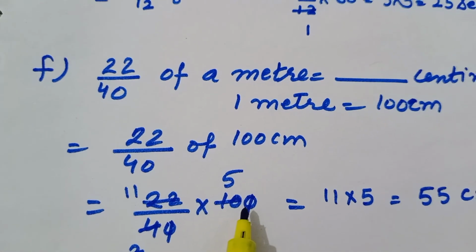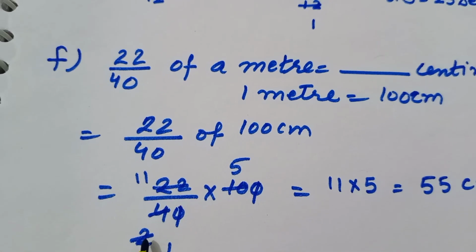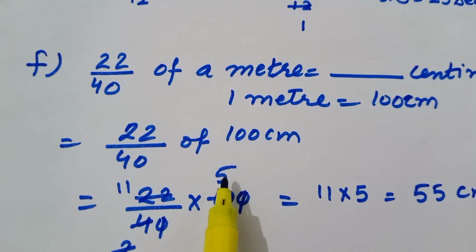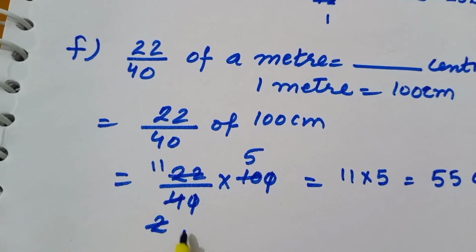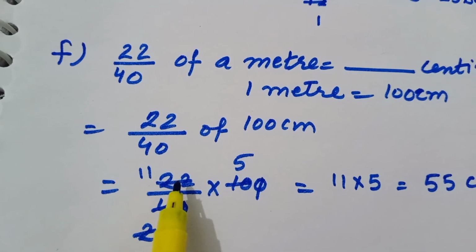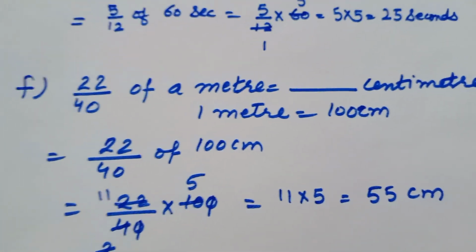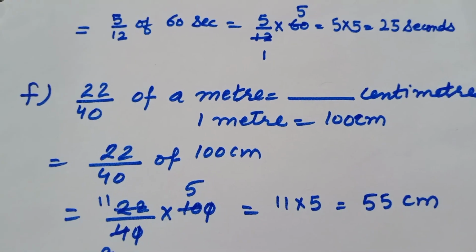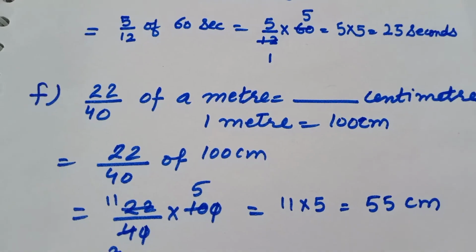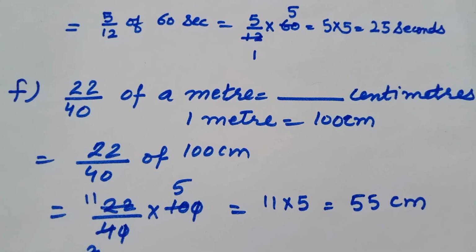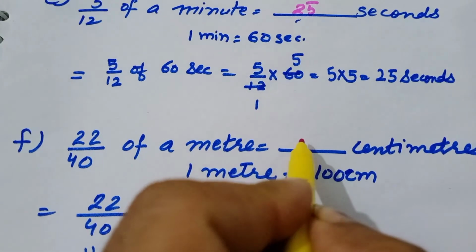0 we will cut with 0. 2 times 2 is 4. 2 times 5 is 10. So 2 times 1 is 2. 2 times 11 is 22. So 11 into 5, that is 55 centimeter. So 22 by 40 of a meter is equal to 55 centimeter.